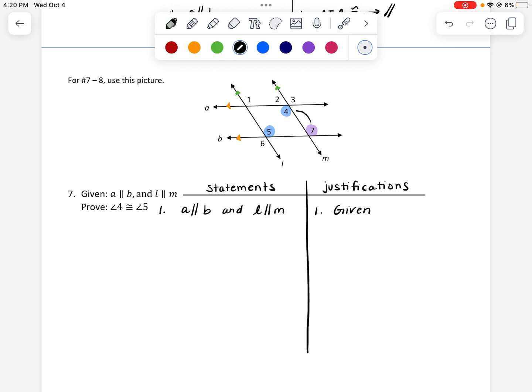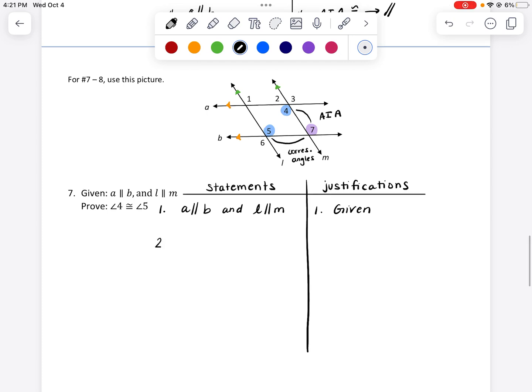These two are alternating interior angles. And these two, 5 and 7, are corresponding angles. So again, I'm looking at pieces of the puzzle. And then we should be good. Okay, so with this in mind, I'm just going to jump right in. And I'm going to start with, it doesn't matter, I'm going to start with 5 and 7, okay?